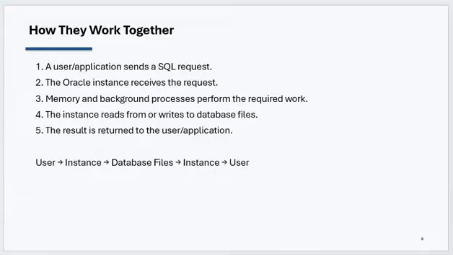So the simplified flow is like this: the user or application sends a request to the instance, the instance interacts with the Oracle database files, and then the result comes back to the Oracle instance, and the Oracle instance sends that result back to the user or the application. This is the basic relationship between an instance and an Oracle database.